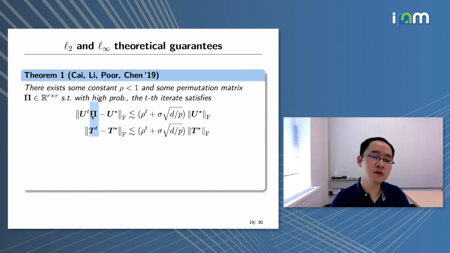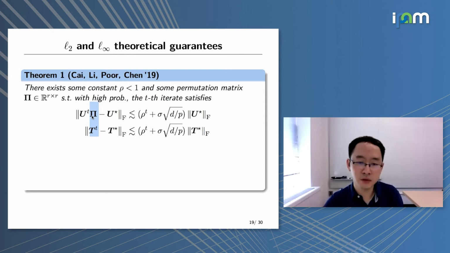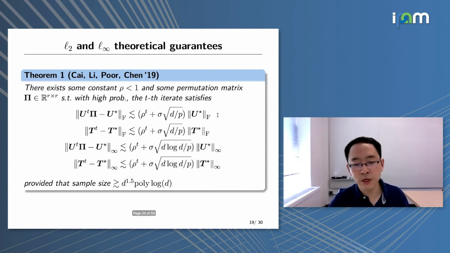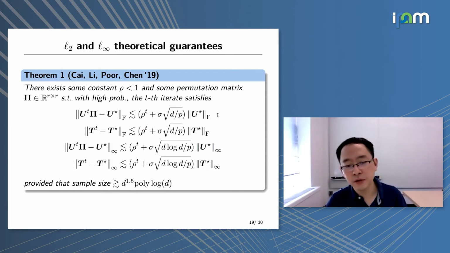I'm able to estimate U star, the ground truth tensor factor, with this statistical accuracy. I'm able to estimate T star with this accuracy. And this is for the Frobenius norm. I also have some entrywise norm here, so the L infinity norm. So far I've just given you a few equations. Let me try to interpret them to tell you that these are actually some appealing theoretical guarantees that we like.